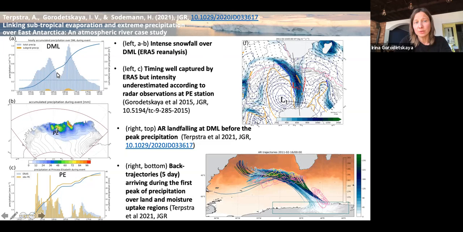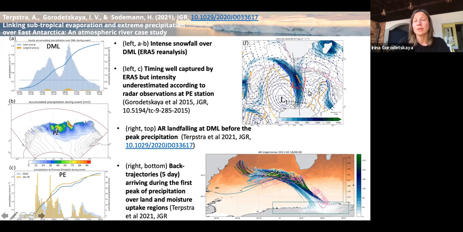We have really these two important peaks, and overall the accumulated precipitation was about 25% of the total annual precipitation at the Princess Elizabeth Station. So just one event. It was really a lot of snowfall.